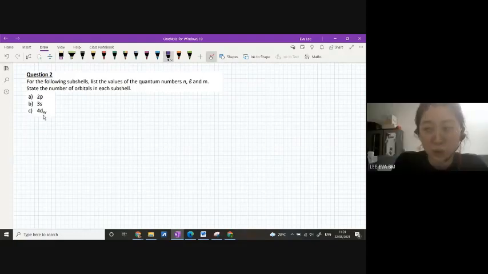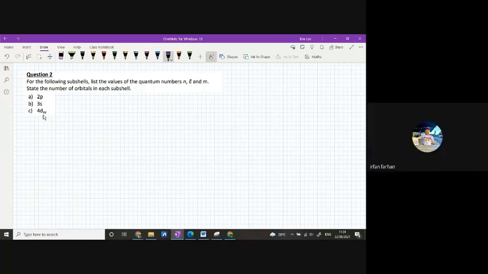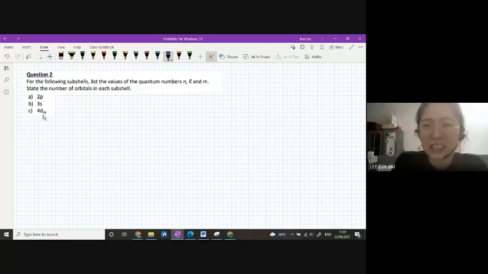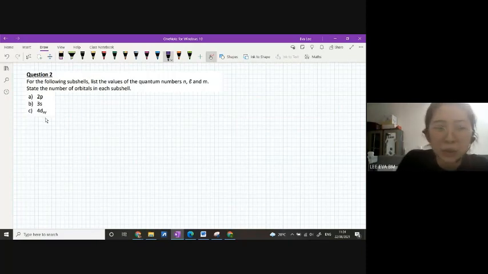Value is 2. How many orbitals for a D subshell? 5. Sebab D value L dia 2. So M dia ada negatif 2, negatif 1, kosong, positif 1, positif 2, ada 5. So this XY actually represents one of the numbers. Dia mungkin negatif 2, mungkin kosong, mungkin positif 2. So madam nak bagi tahu dulu sebab nanti kita akan masuk juga topik ni.